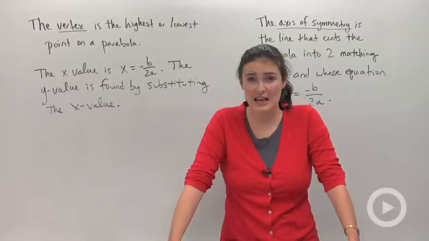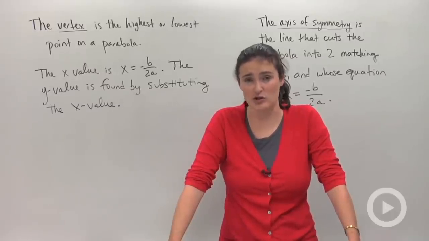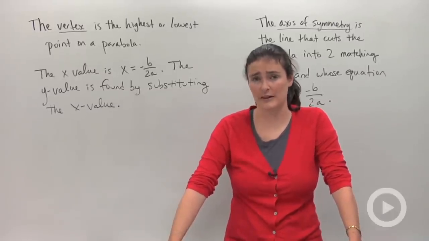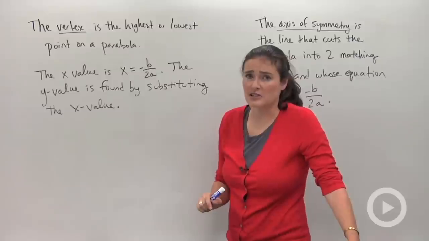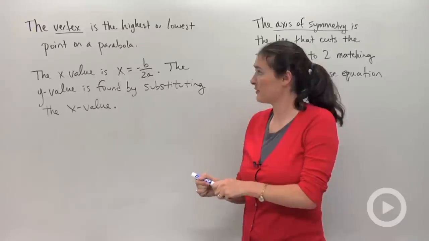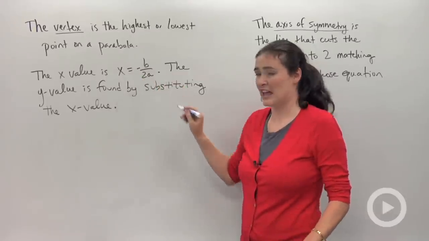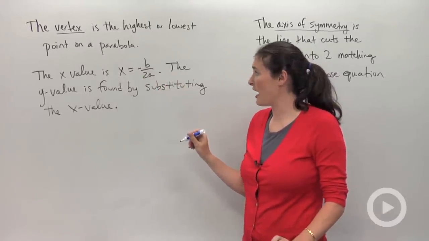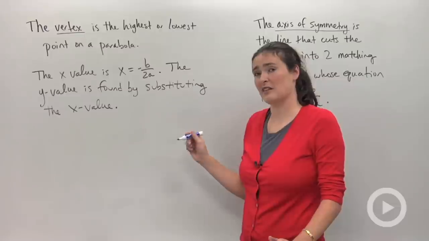One of the things that you're really going to want to know about for graphing parabolas is how to find the vertex and also how to find the axis of symmetry. They're pretty easy once you get the hang of it. First thing is, let's talk about definitions. The vertex is the highest or lowest point on a parabola. The x value is x equals negative b over 2a. The y value is found by substituting the x value.